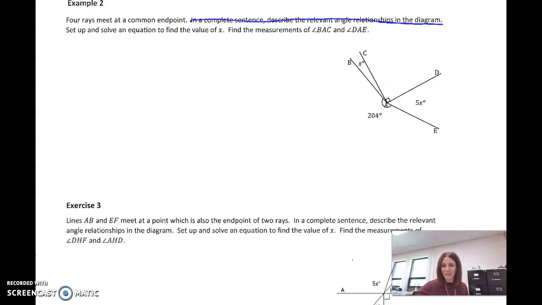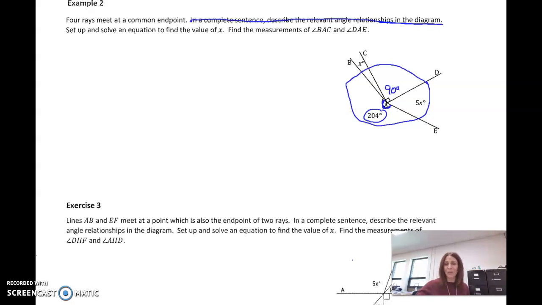So when we look at this one here, notice we have this curve right here. That means this whole thing is 204. This is 90 right there because I see a little box, right? This is 5x and this is x. So honestly, I know all the angle measures that create a circle, and I know that totally doesn't look like a circle, but hopefully you catch my drift.